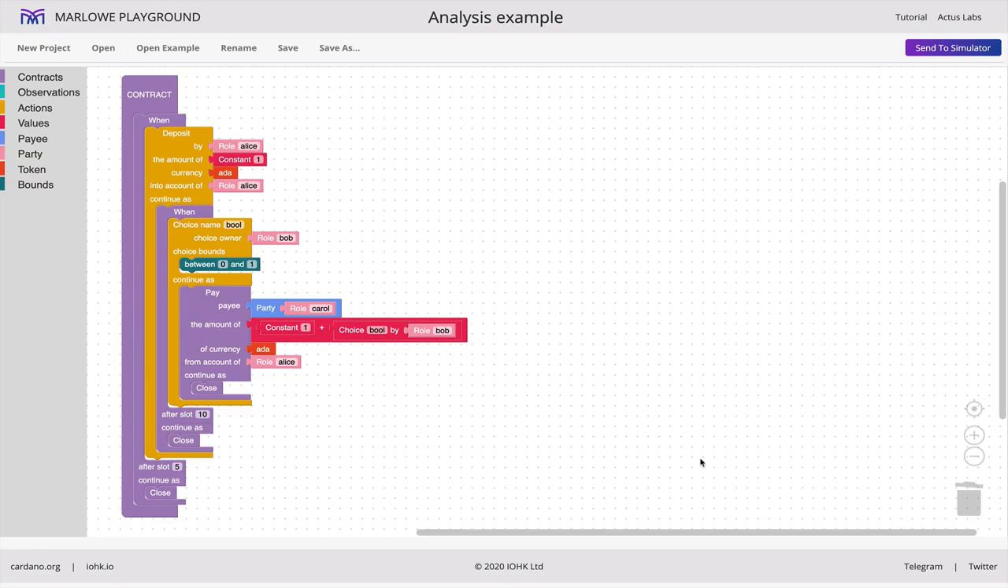Okay, let's have a look at an example. What you can see here is a contract where Alice makes a deposit of 1 Lovelace, Bob makes a choice, which is either 0 or 1, and then Carol is paid 1 plus that choice by Alice. Let's send that to the simulator.